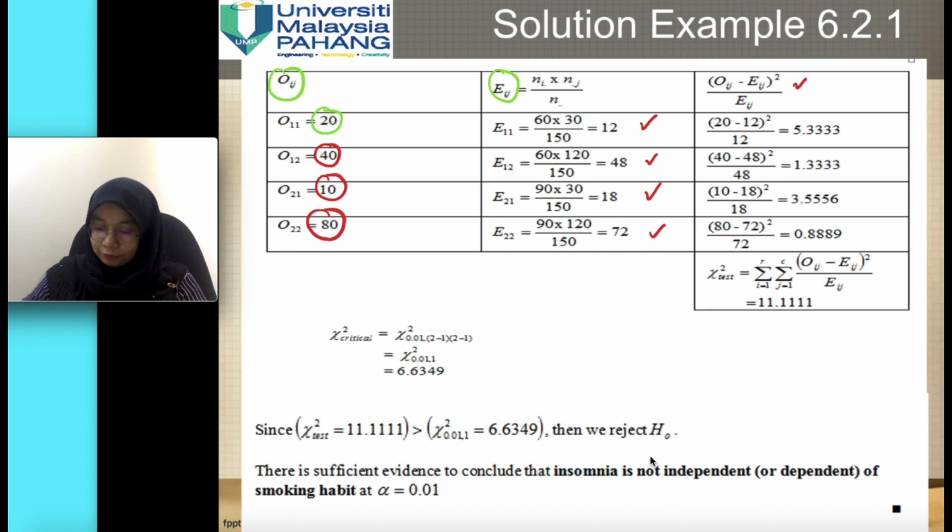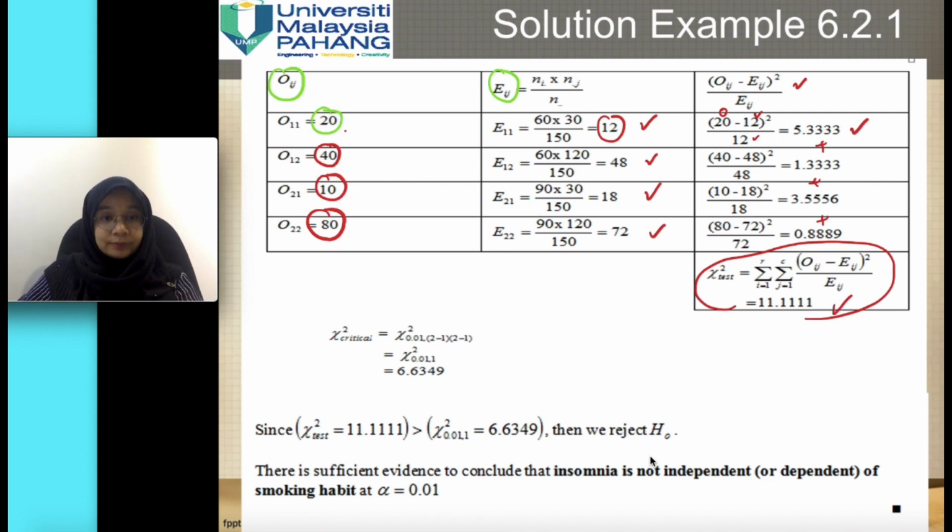Okay, O for 20, here is 20 minus E, 12. You square it, divide by 12. You will get 5.3333. And then lastly, sum it up. 5.3333 plus 1.3333 plus 3.5556 plus 0.8889. You will get 11.1111.